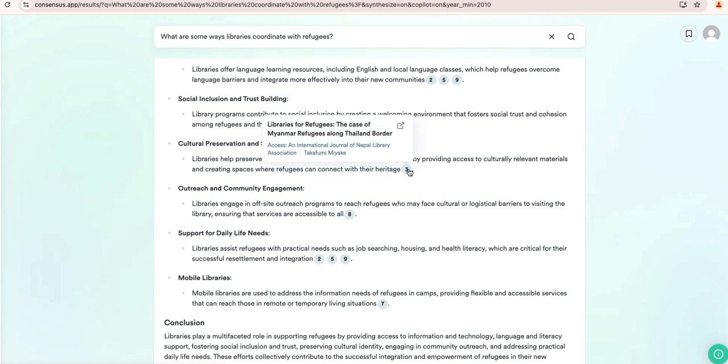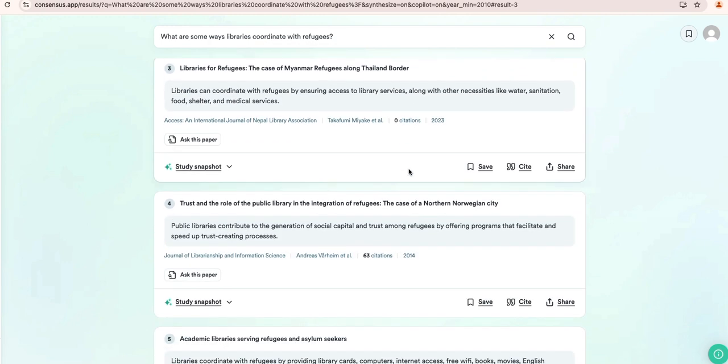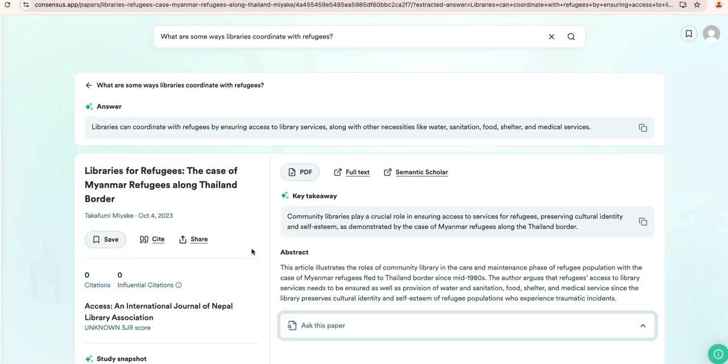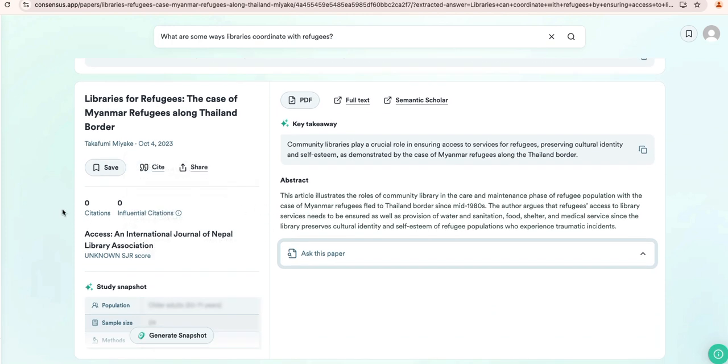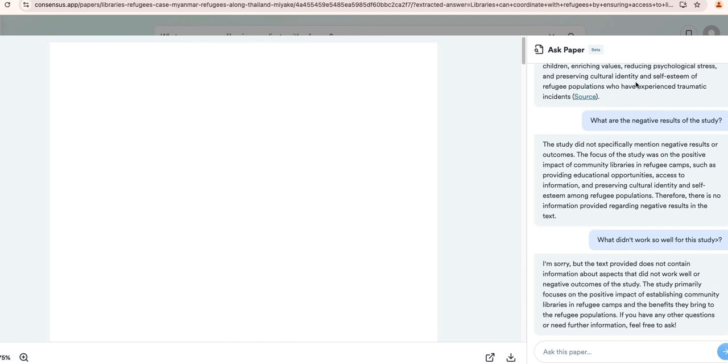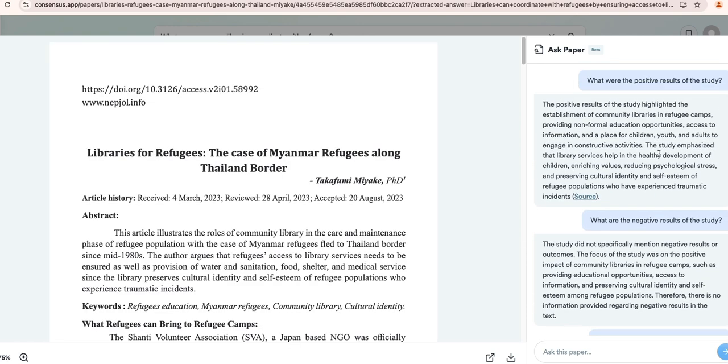Let's see, so go here to get this. This is number 3. I'm going to look at a specific example of an article I'm interested in: the case of Myanmar refugees along the Thailand border. And then here, if it had citations, you could look at that, and that can be very useful to research, or influential citations. You could look at a PDF, you could look at full text, you could find out where it was found on Semantic Scholar.